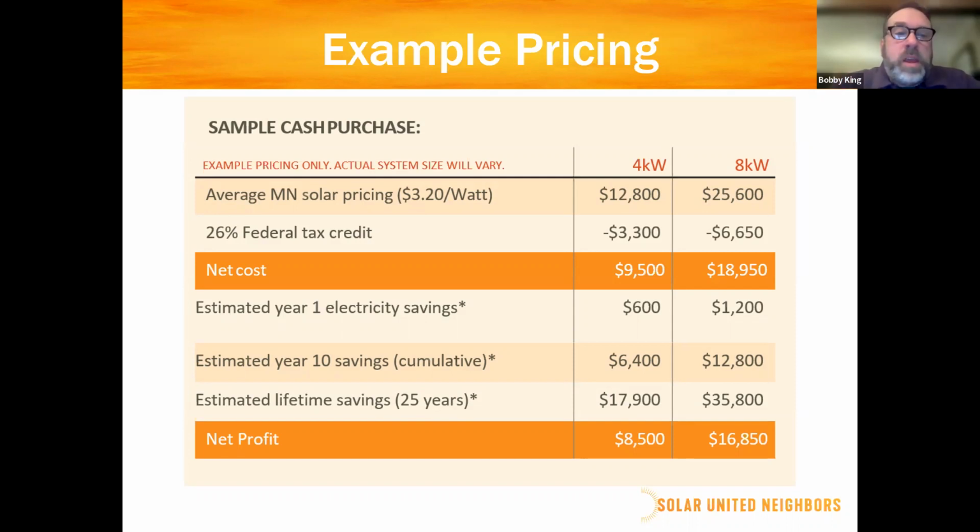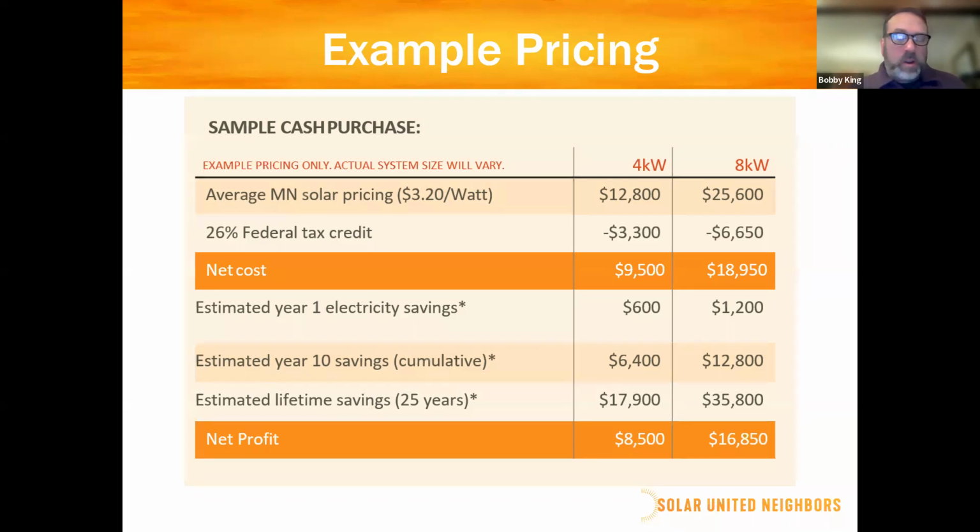So the minute you turn on that system, it's generating electricity, which is worth money. So in this example, the estimated first year of electricity savings is $1,200. 10 years of savings, $12,800. Then over 25 years, $35,800. And that's factoring in an estimated increase in the cost of electricity over the years. So in the 8 kilowatt size system, you'll see the net profit over 25 years is $16,850. Your installer will have these numbers in their proposal for your proposed system.